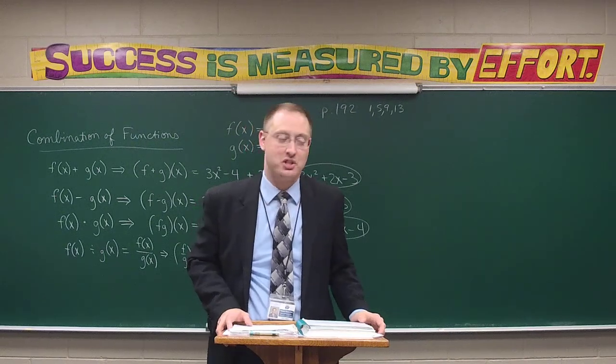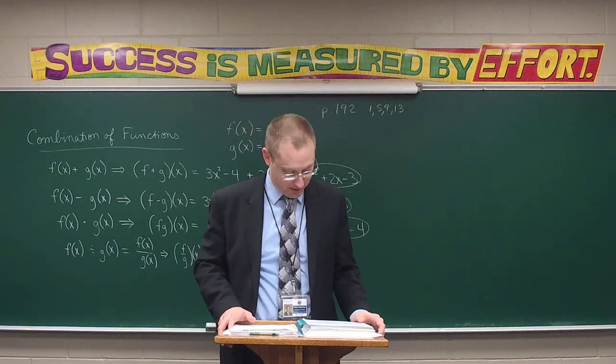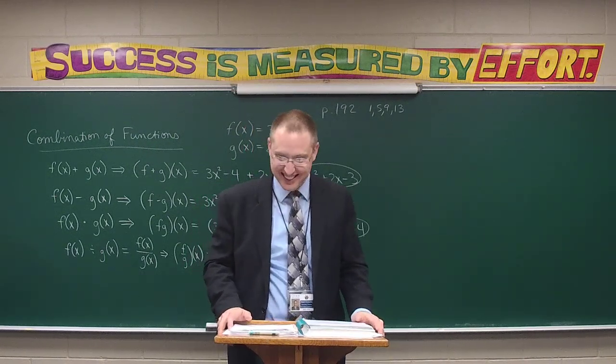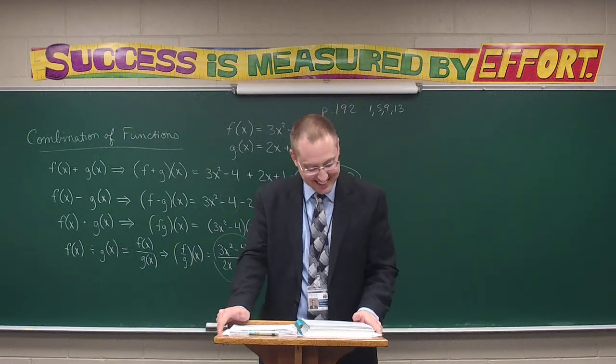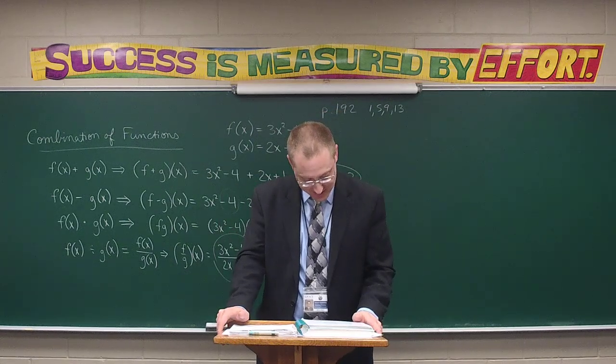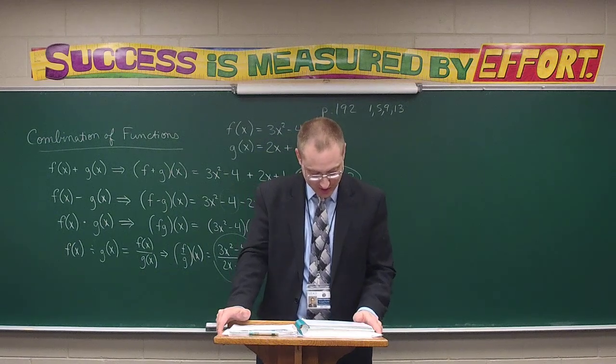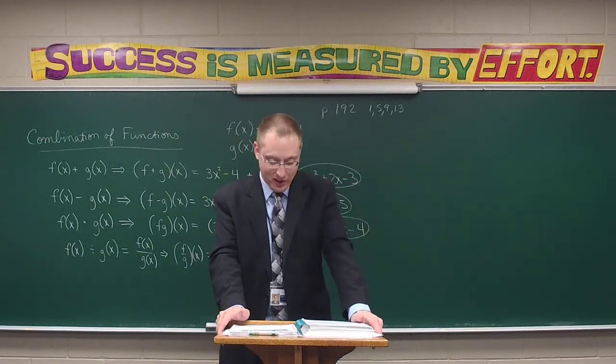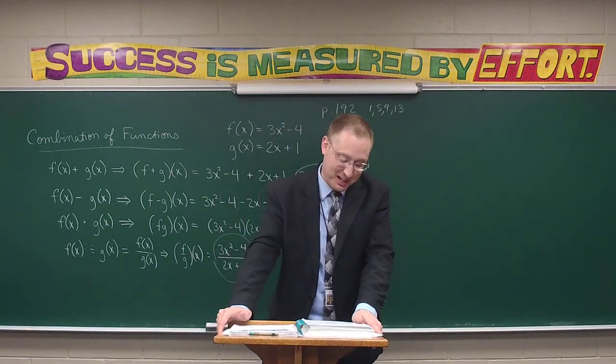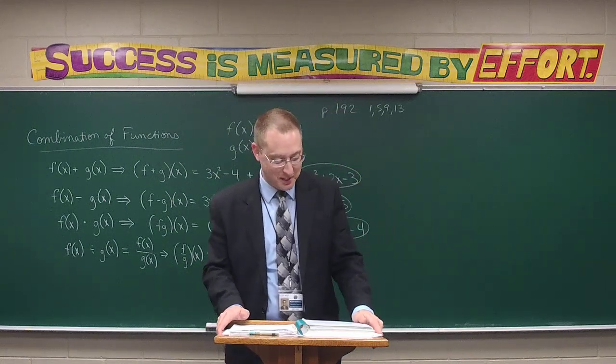So number 9, what should we have gotten, Abby? 6x cubed minus 53x squared minus 21x minus 2. That is correct. 6x cubed, negative 53x squared, negative 21x, and negative 2.